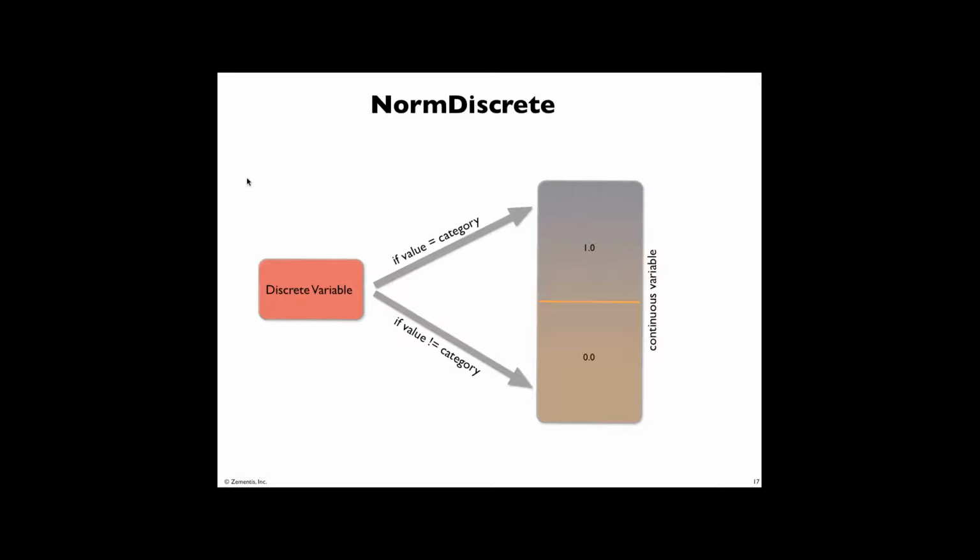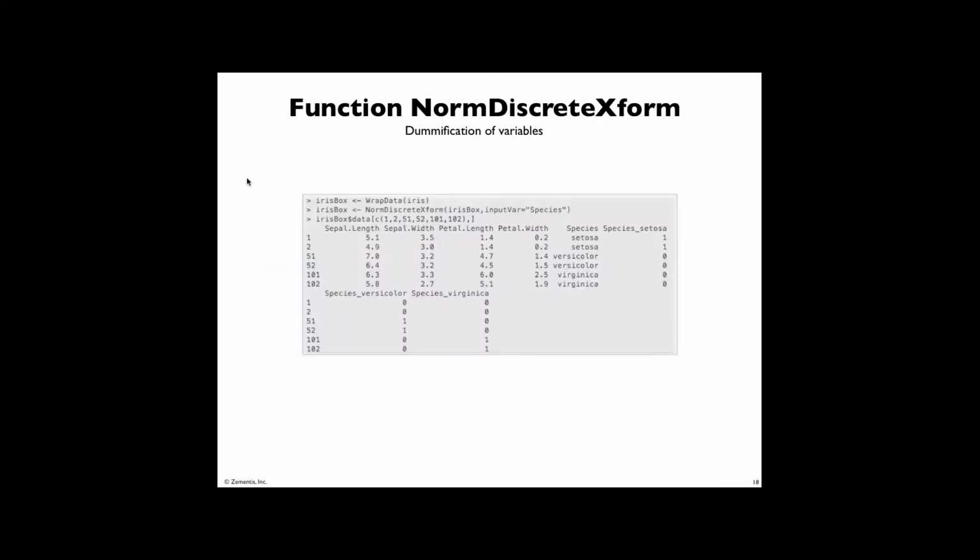Iris setosa is one of them. So we can define a transform variable, which is the norm discrete transformation of species, so that if species equals setosa, the transform variable is 1, otherwise it's 0. And here's how you do it. Again, first you wrap the data, make the transformation object.